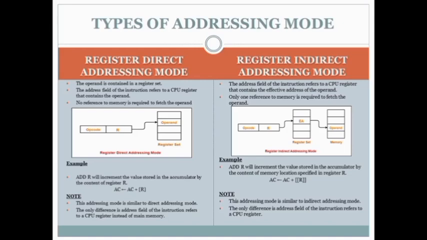Yung A, which means the address, dito naman po is nabago. Yung A is napalitan ng R, which yung R is tinutukoy bilang register set. And nagkoconnect yun sa operand natin. Example dito is add R will increment the value stored in the accumulator with the content of register R. From the accumulator, makikita natin, accumulator, mag-add tayo ng R, single bracket, na nakapaloob yung R.